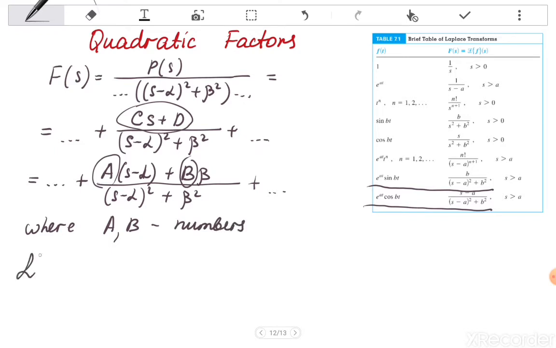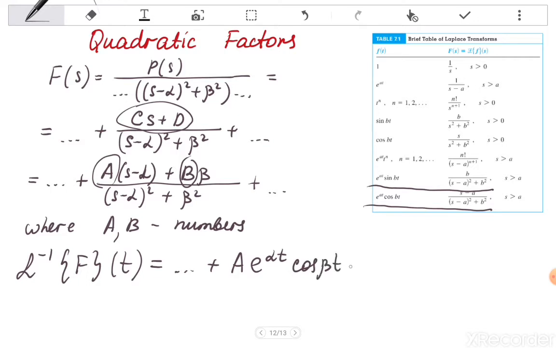Then the inverse Laplace transform of the function f at a point t will be something, and corresponding to this particular fraction, this will be a times e to the alpha t cosine beta t plus b e to the alpha t sine beta t, and plus maybe some other transforms. Okay, let's look at an example.